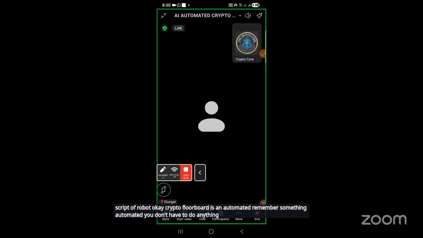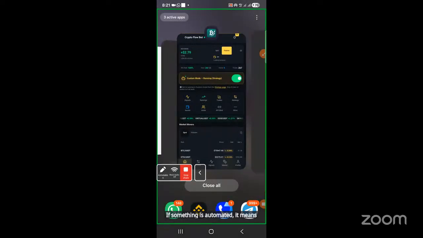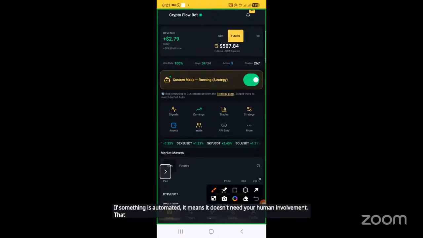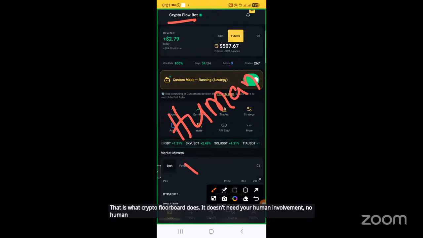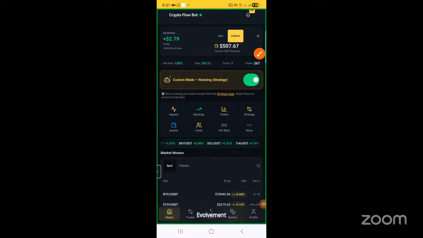Okay, let's come back to our bot. What is CryptoFlow bot? CryptoFlow bot is automated. Remember, something automated, you don't have to do anything. If something is automated, it means it doesn't need your human involvement. That is what CryptoFlow bot does. No human involvement. It has given you a red card. Sit down. You have employed me. Let me work. Stop disturbing me.